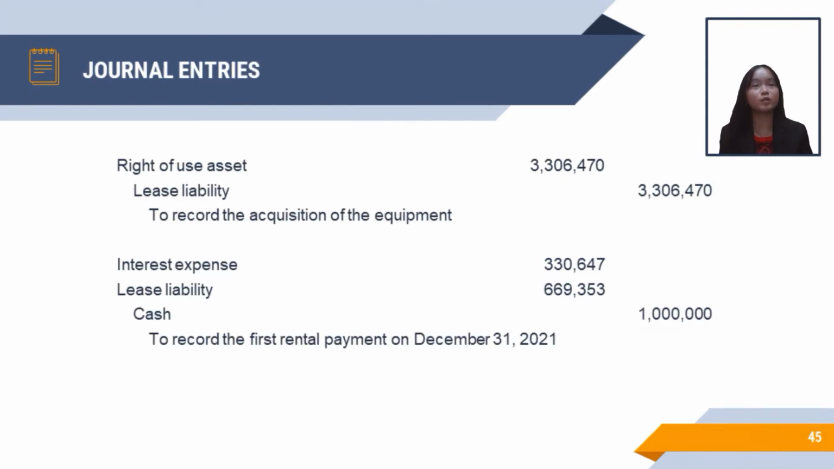So for journal entries, we will debit right of use asset for 3,306,470 and credit lease liability for 3,306,470 as well. That is to record the acquisition of the equipment. Then we will debit interest expense for 330,647 and lease liability for 669,353. And then we will credit cash for 1 million. And that is to record the first annual payment on December 31, 2021.